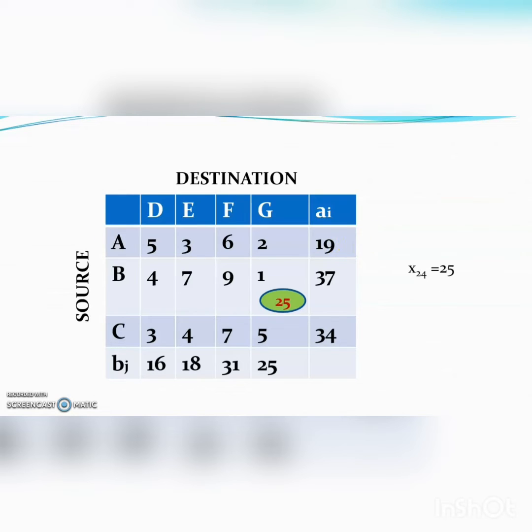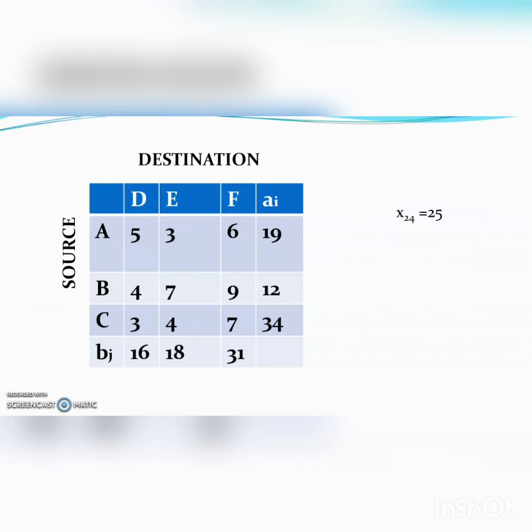Now we see that the requirement of this destination is met and the availability at the source B is reduced to 12. So we discard the destination G and we get the reduced matrix in this way. Here we have 3 sources and 3 destinations.